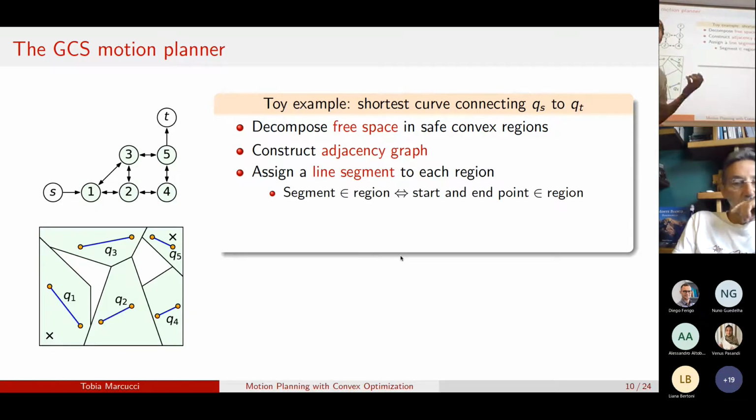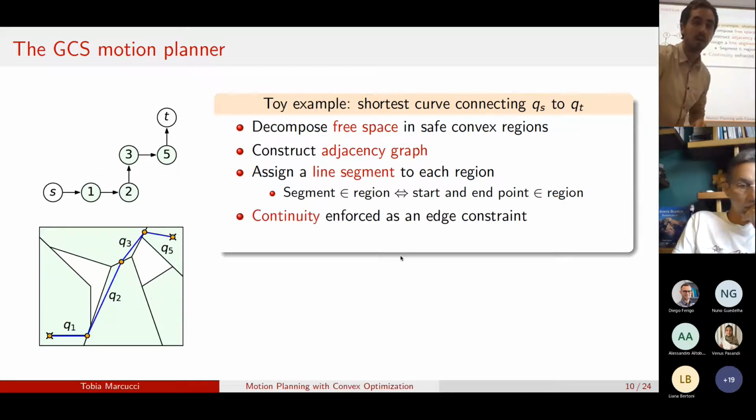What are the continuous decision variables in this problem? The points that parameterize the trajectory. Let's say for simplicity that we want to parameterize a piecewise linear trajectory, then to each region we assign a starting point and an ending point. Then we construct a shortest path problem in graphs of convex sets, where we can ask things of the form, okay, if you want to transition from region 1 to region 2, you'd better have that the final point in region 1 coincides with the starting point in region 2, and things like this.